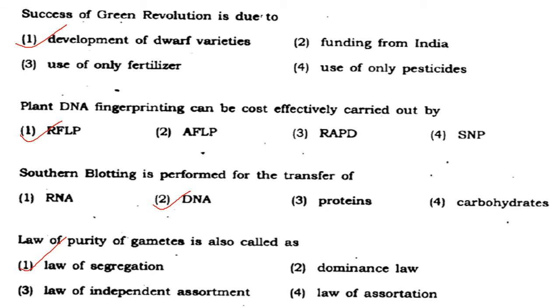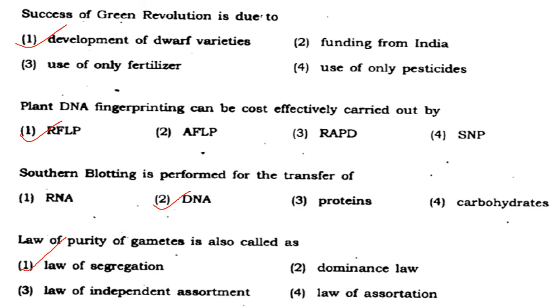Success of green revolution is due to option 1 development of dwarf varieties, funding from India, use of only fertilizer, use of only pesticides. Answer is option 1 development of dwarf varieties. Next one, plant DNA fingerprinting can be cost effectively carried out by option 1 RFLP, 2 AFLP, 3 RAPD, 4 SNP. Answer is option 1 RFLP.